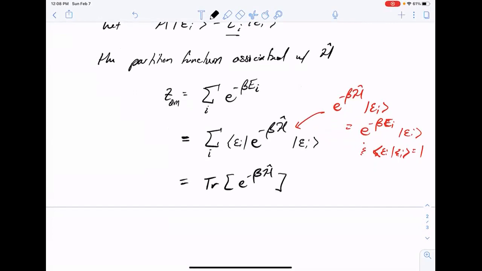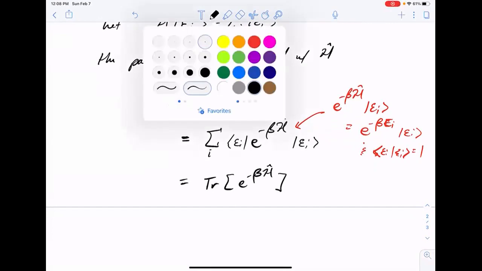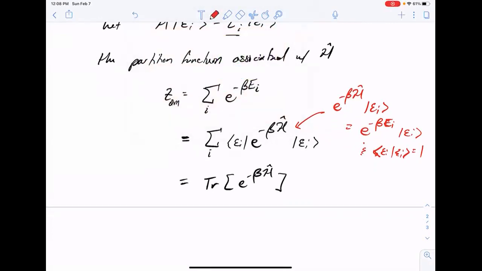And what's convenient is a trace is independent of the basis. I could choose to sum those states up in any manner I want. It's convenient, of course, if I know the eigenfunctions to do it in that basis, but the expression of the partition function as a trace tells me that I could, if I wanted to, project those functions into any more convenient basis to carry out that sum, and I'll get the same answer.